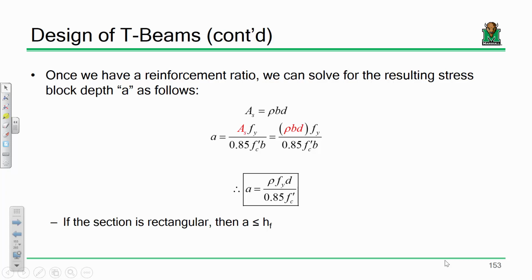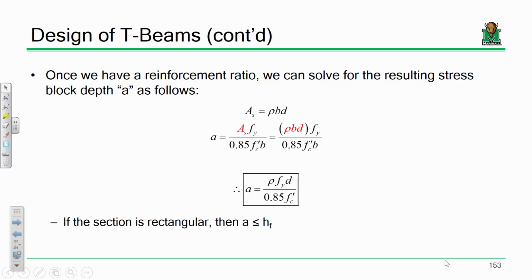And how do I do that? Well, what is the area of steel? Well, it's rho b d. And so you should recognize this formula in the middle: a equals A_s f_y over 0.85 f_c prime b. Just replace the area of steel with this. So we'll replace the area of steel, and if you look at that formula, the b's cancel. See how you have a b up top and a b down below, so we come up with this.